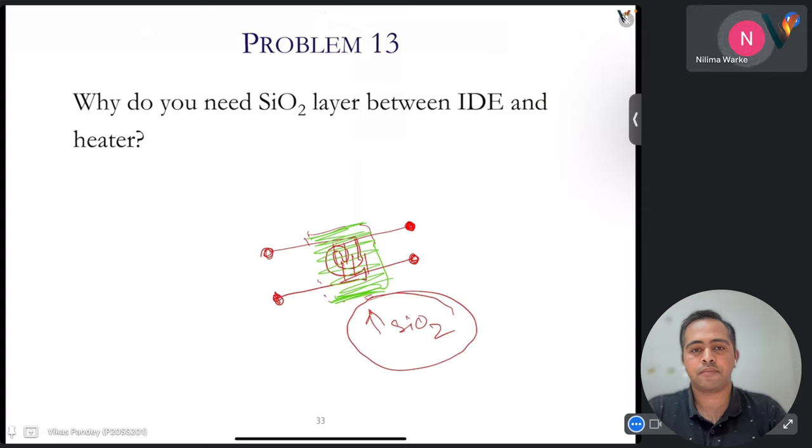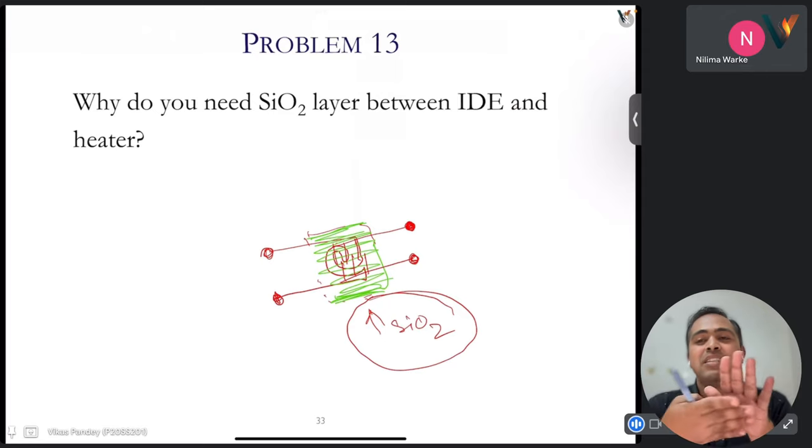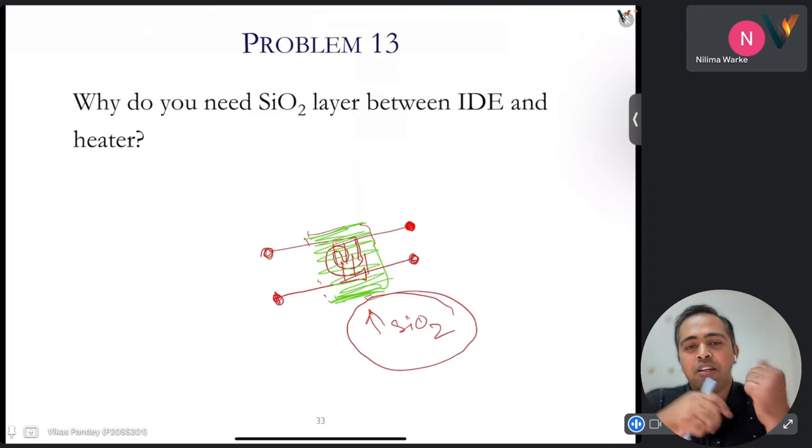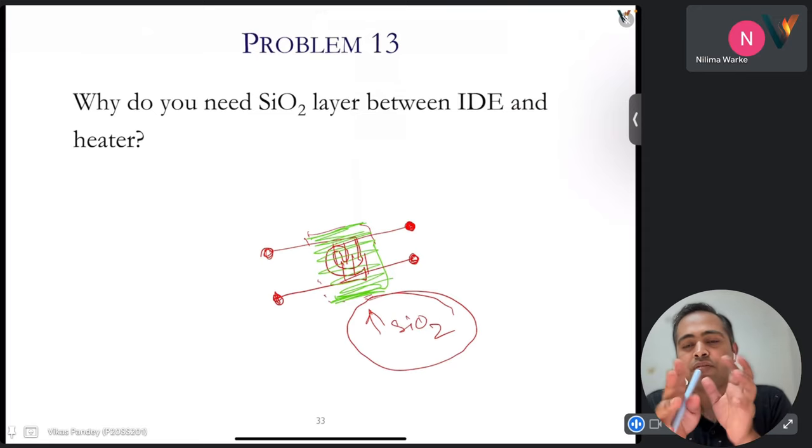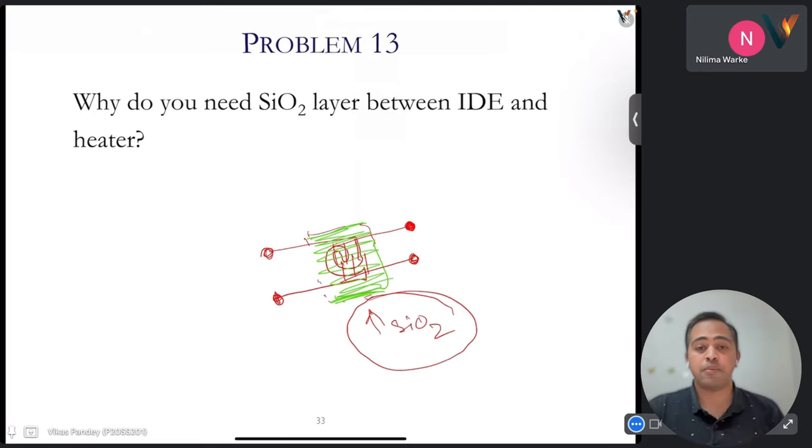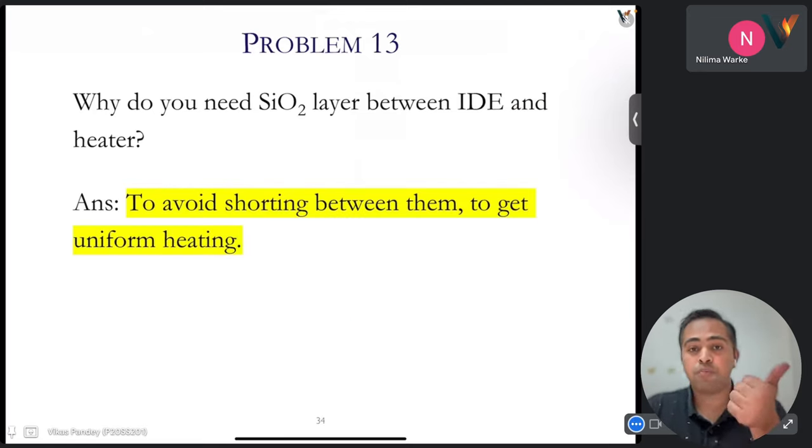Is it acting as an insulator? It is quite obvious from saying it that it will separate these two structures, right? So it is acting as an insulator. This is very right. In fact, this is the purpose. And then there is one more purpose.